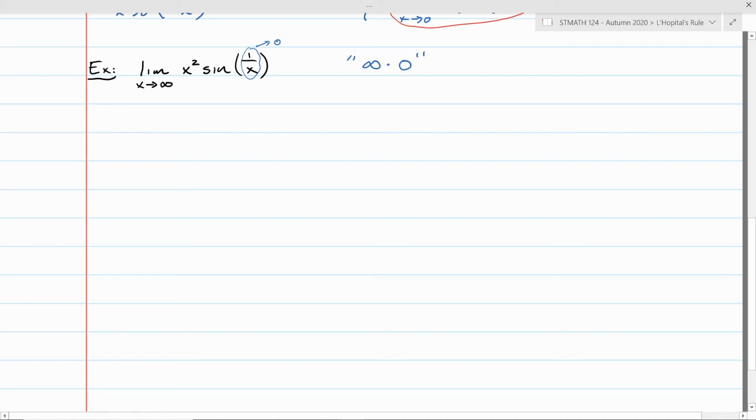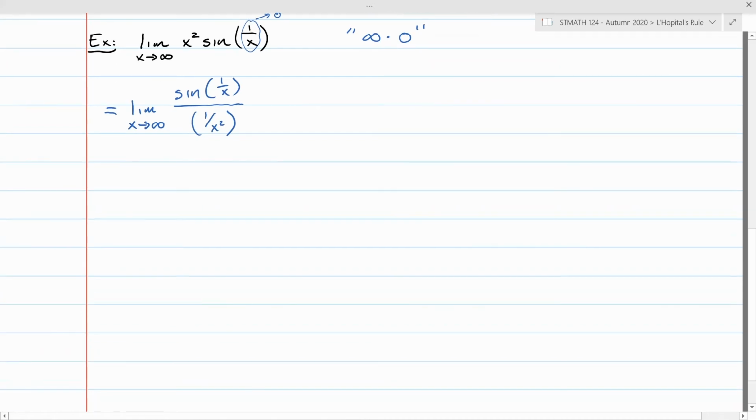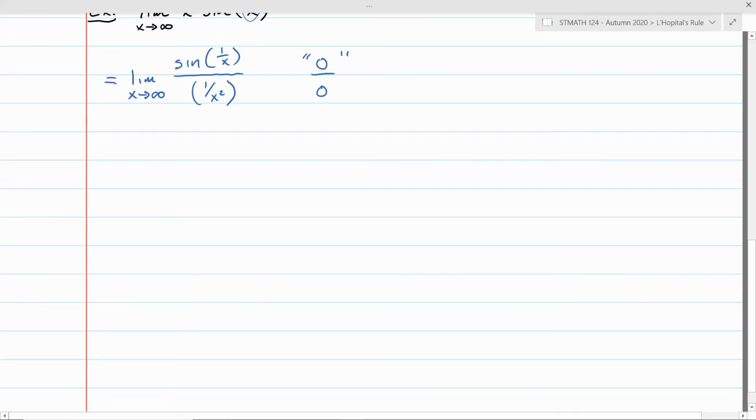So I'm going to take the x squared factor, reciprocate it, and put it in the denominator like this. So leave the sine of 1 over x up there, and then do 1 over x squared in the denominator. That's the same as the function you started with, just manipulated a little bit. And now, as x goes to infinity, the numerator is going to 0 and the denominator is going to 0, because 1 over x squared, the x squared is going to infinity, so 1 over infinity is like 0. Now I can apply L'Hopital's rule, because it's a 0 over 0 indeterminate form.